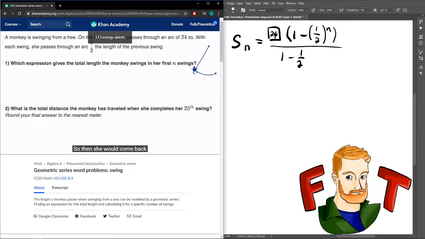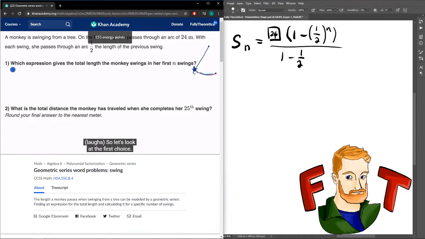So then she would come back, and it would be half the length, and so maybe swing back over here. And then that would be 12, and then on the next swing, she would swing half of that, which would be 6 meters. And so she might swing like this, and that makes sense. That's consistent with our experiences swinging from trees, for those of us who've done that.